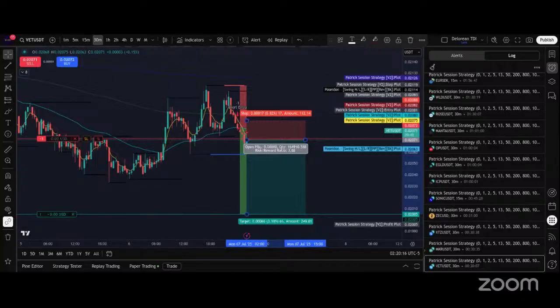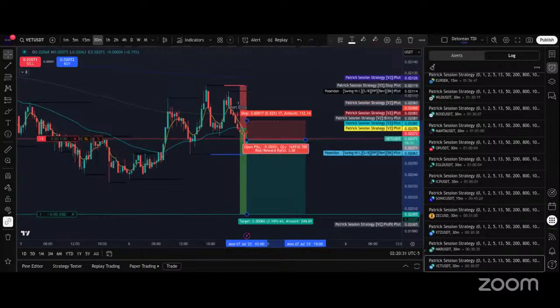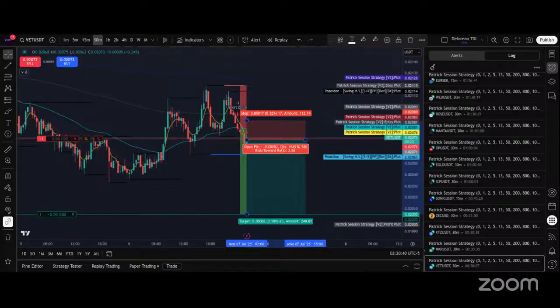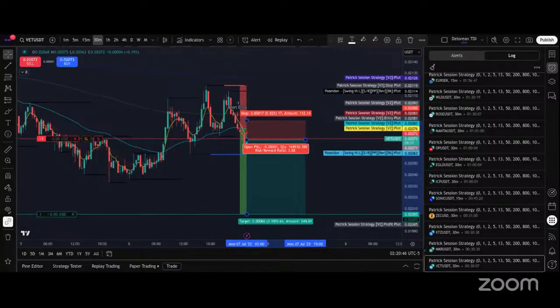And here's your next call of the night. VET versus Tether, VET, USDT, a 30-minute confirmation, market execution sell. Entry price is 0.02071. Stop loss is 0.02088 for 17 pips. Take profit is 0.02005 for 66 pips. And a risk to reward ratio of 3.88.